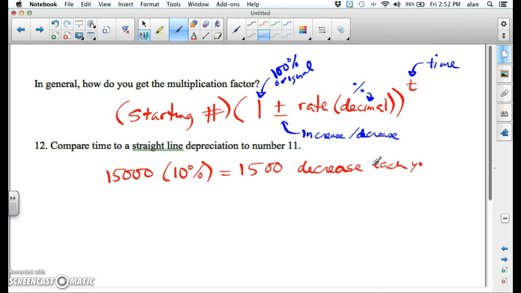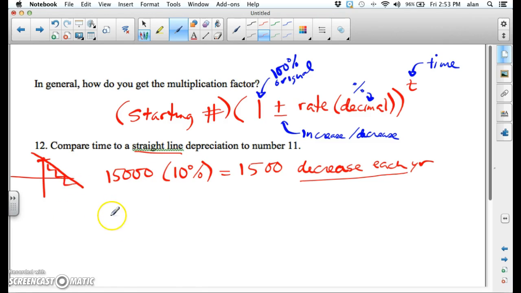It's a $1,500 decrease each year. And we know it's each year because as a straight line depreciation, we basically say here's $15,000 and it's losing the same amount each year. It has the same slope. It decreases 1,500 in 1 year, decreases 1,500 in 1 year, decreases 1,500 in 1 year. So that's a straight line depreciation.